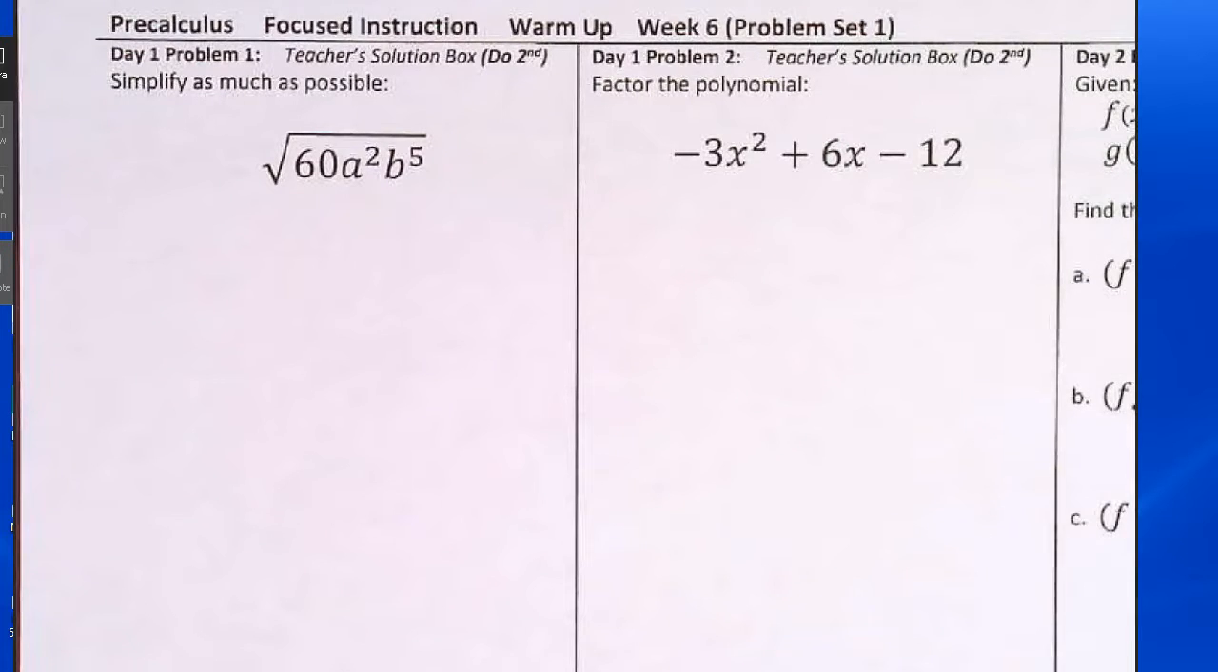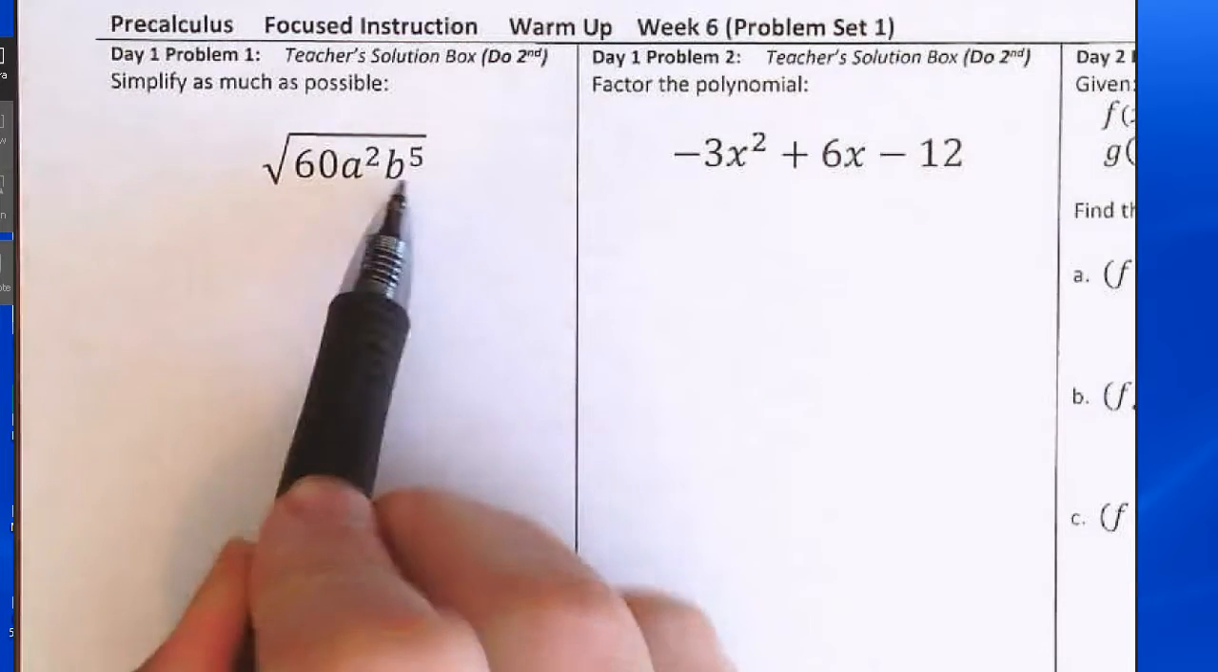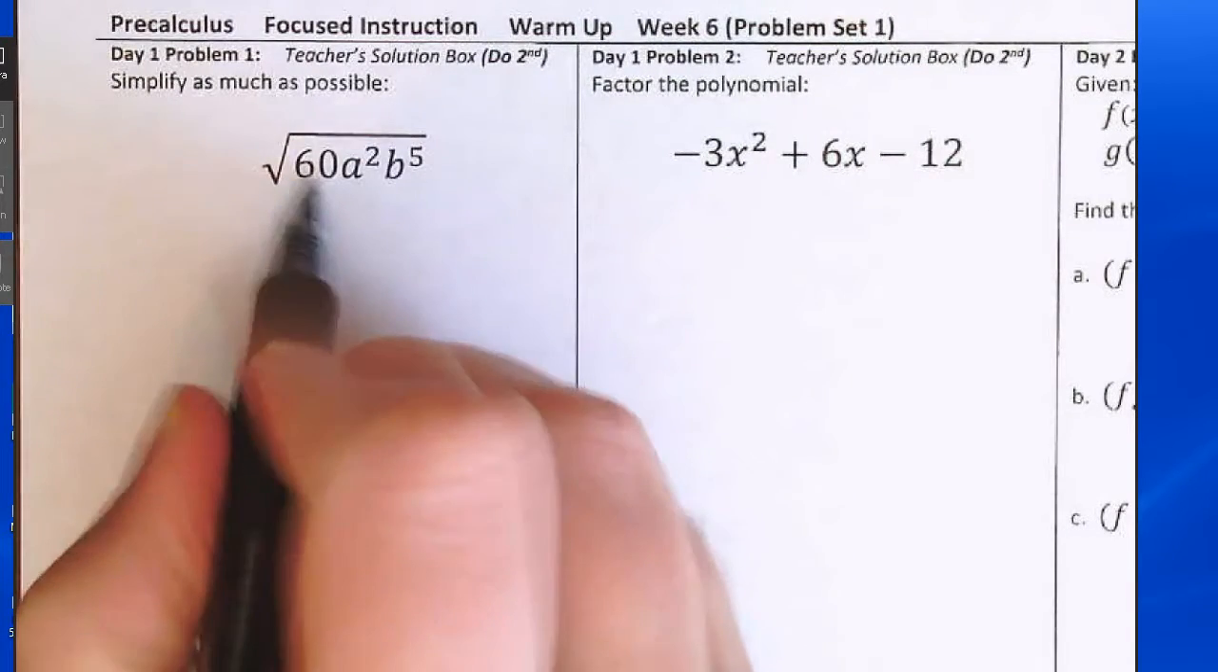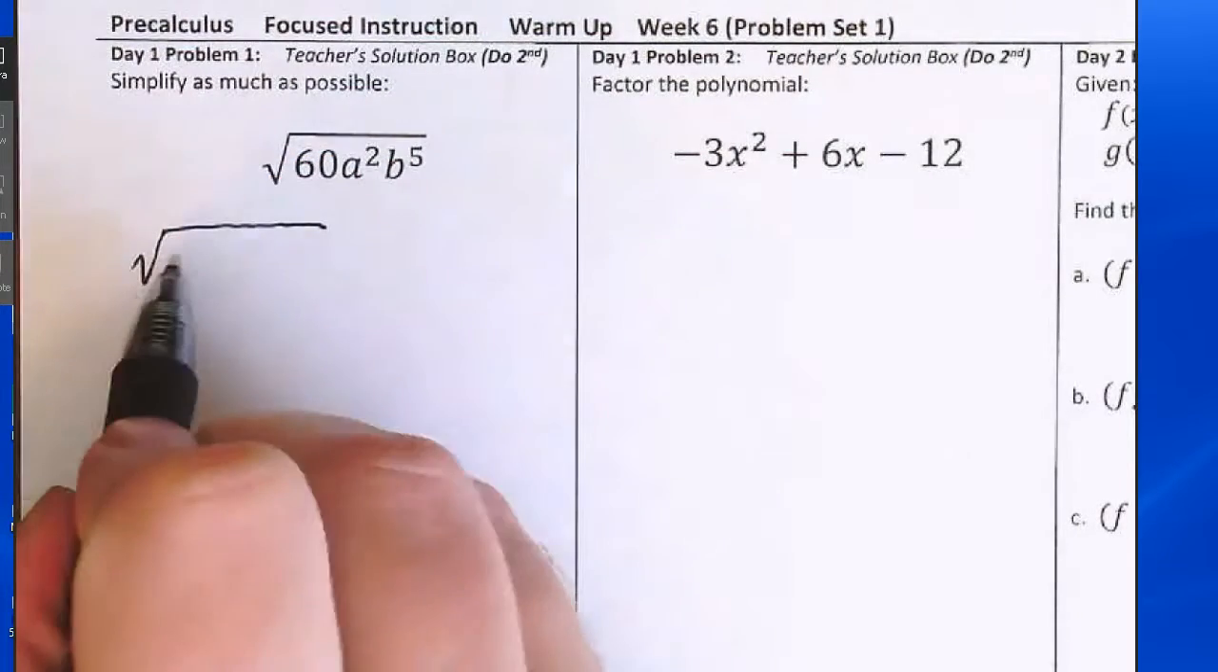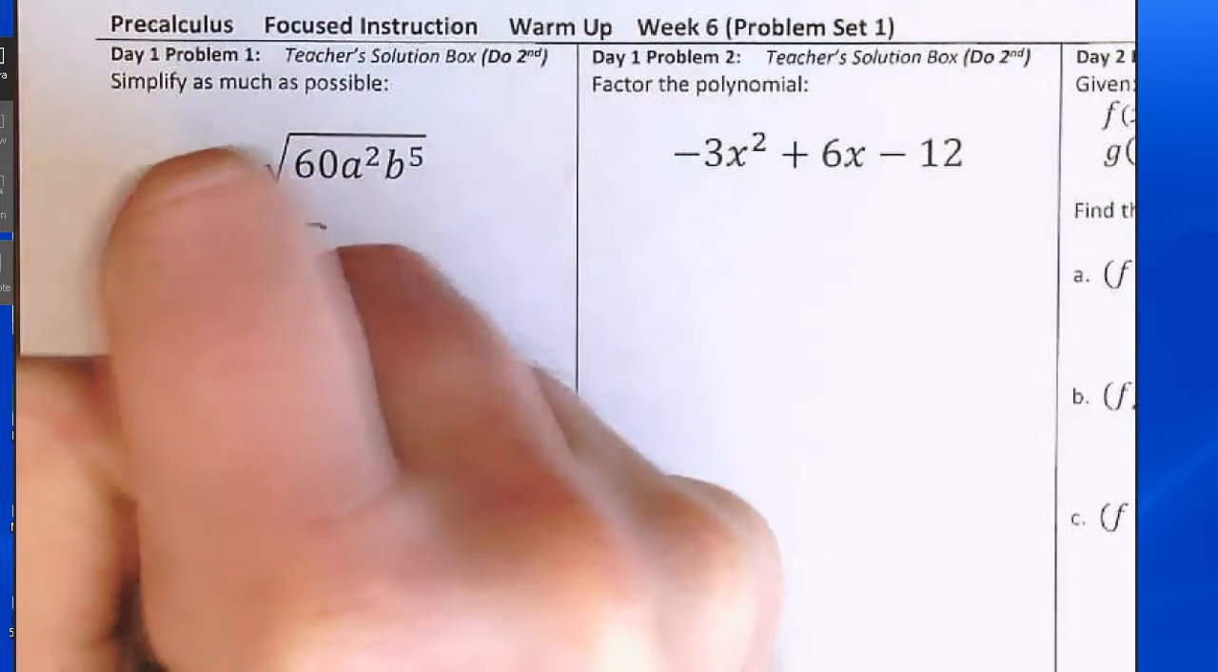Here's the answer for day 1, problem 1. Simplify as much as possible. We have the square root of this expression. 60 is not a perfect square, so let's factor it using a perfect square. We could go 4 times 15.